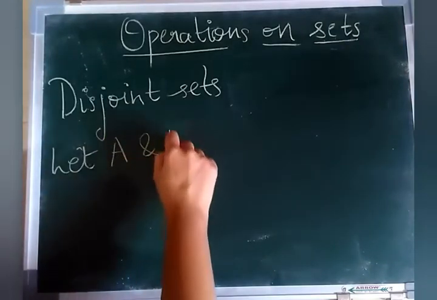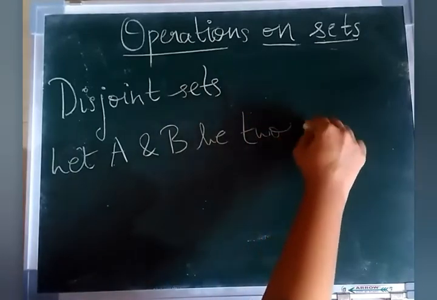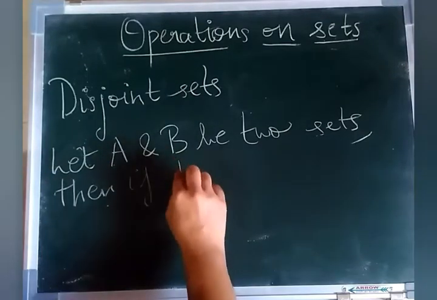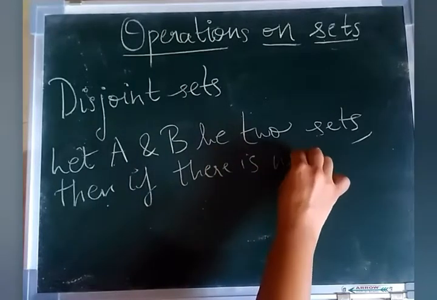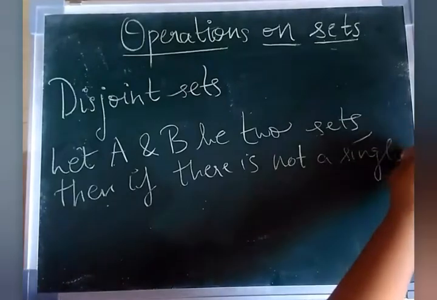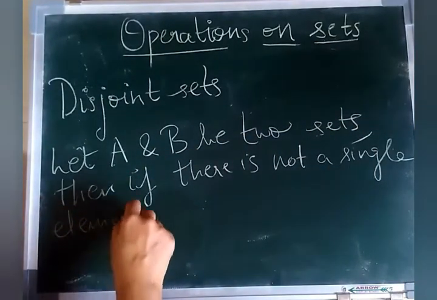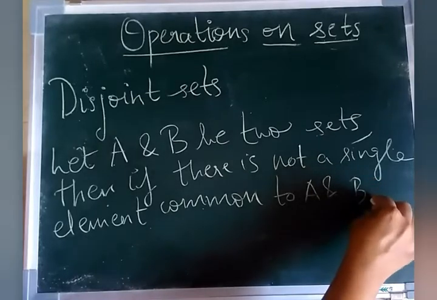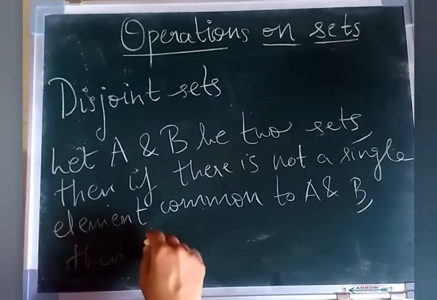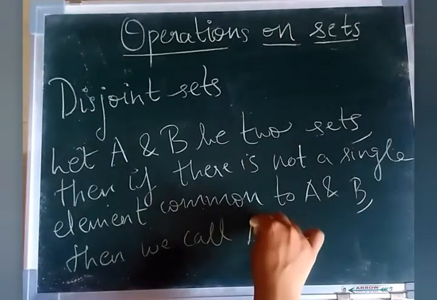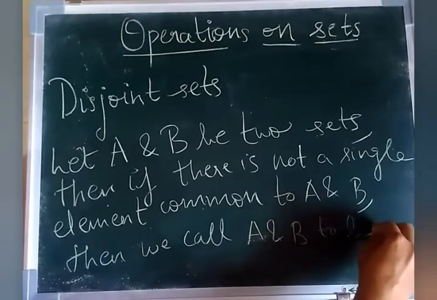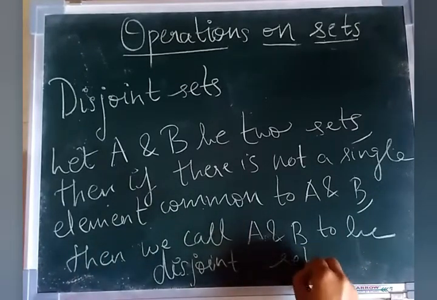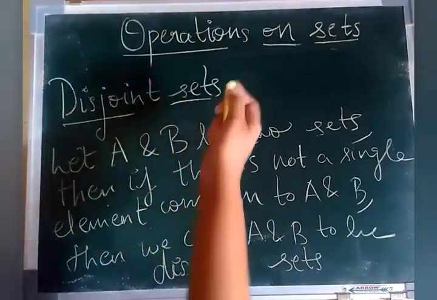Let A and B be two sets. Then if there is not a single element common to A and B, then we call A and B to be disjoint sets. Okay, let's take an example.